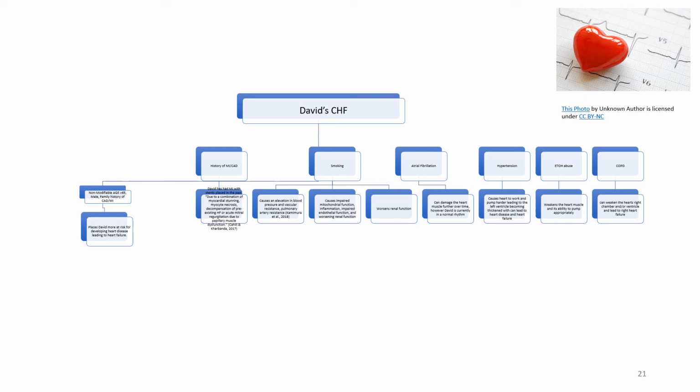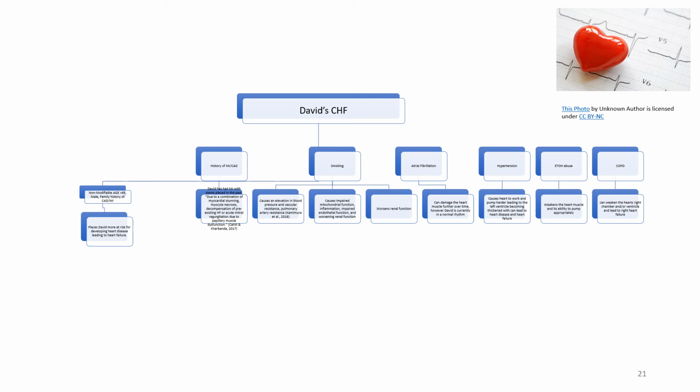Smoking causes an elevation in blood pressure and vascular resistance, pulmonary artery resistance as well. It also causes impaired mitochondrial function, inflammation, impaired endothelial function, and worsening renal function. And it also affects the kidneys. His atrial fib could cause damage to his heart muscle further over time. However, David was currently in a normal rhythm. Hopefully he's taking his medications as he should.